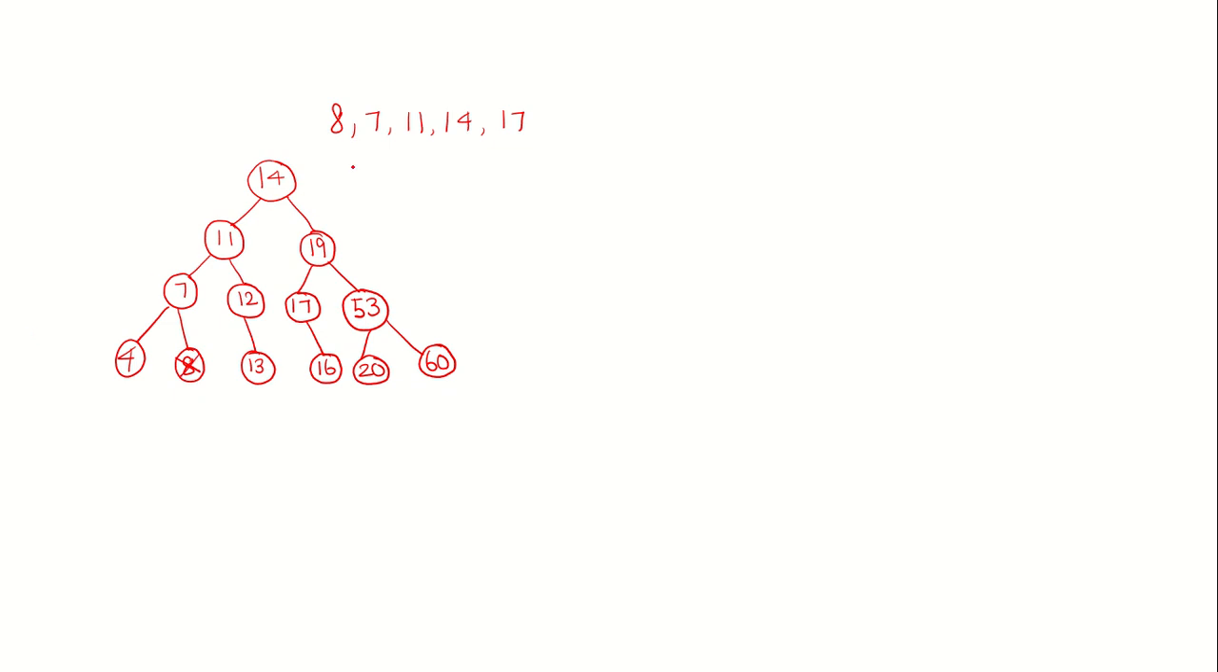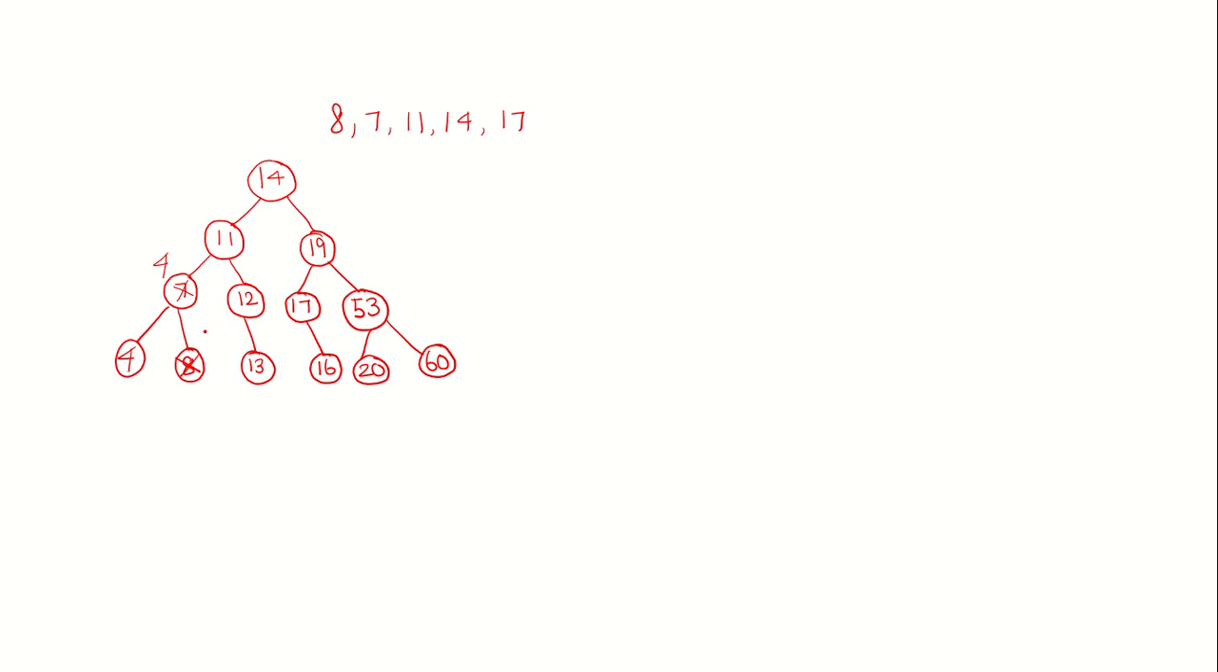Suppose you want to delete node 7. This is scenario 2. Node 7 has only one child. If it had two children, you would be confused whether to replace node 7 with the left child or the right child. But node 7 has only one child, so there is no confusion. Definitely you're going to delete node 7 and replace it with the left child. So node 7 will be replaced with the left child. This is the second scenario.